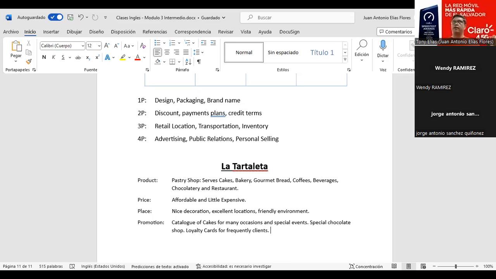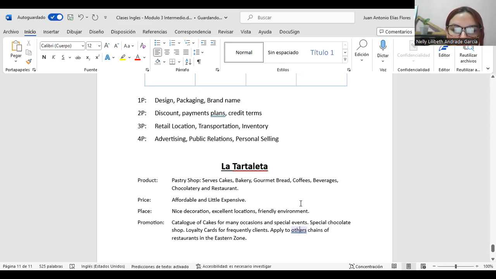Como dice usted, una cadena de restaurantes. Maybe co-brandings. They work in co-brandings, applying to other chains of restaurants. Chain of restaurants in the Eastern Zone. Okay. Delicious bakery than others. To other chains. Okay, and delicious bakery.